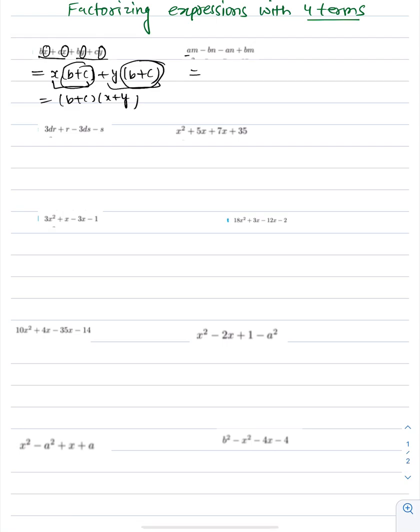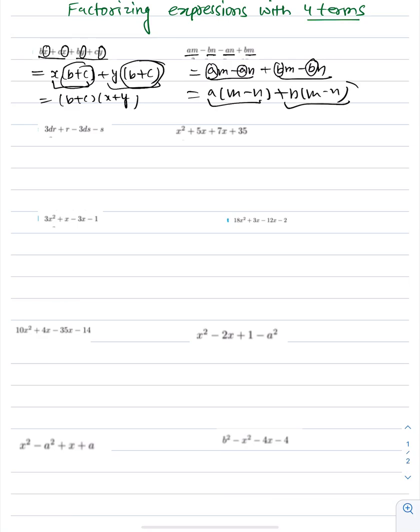You can see here am and an, so you will have to rearrange this. So am minus an, and then make sure that you are using alphabetical order. If you write negative bn plus bm, then you will have to take negative common, so it's better to use alphabetical order here. Now here you can see a is common, and in this one b is common, so you get a(m minus n) plus b(m minus n). Now from this one your m minus n is common, so you will get a plus b.